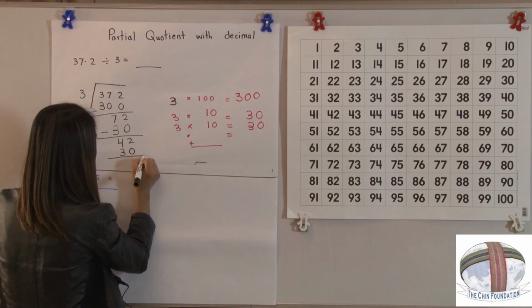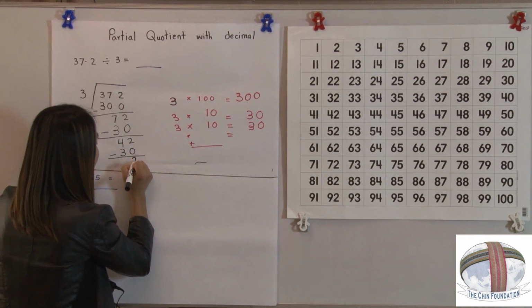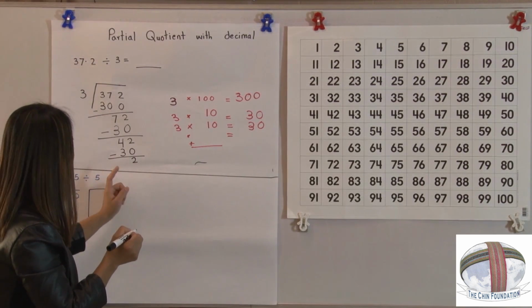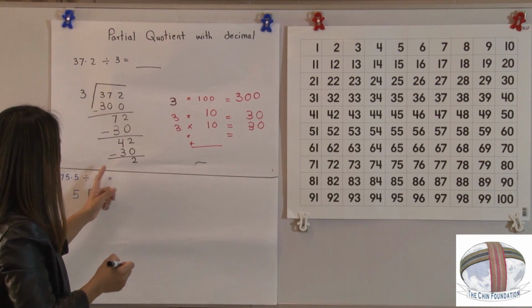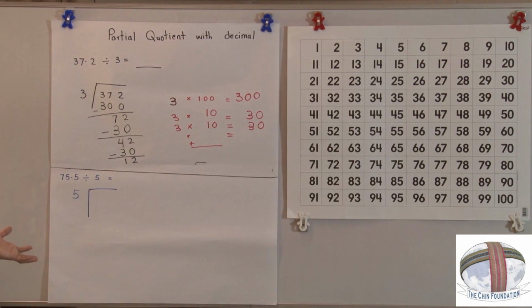30 minus 2 minus 0 is 2. I need to write it small, I don't have that much space left. 4 minus 3 is 1. So, oh, only 12 left. Are we done? Do you think we are done? Let's check. We are not sure, right? So let's check.